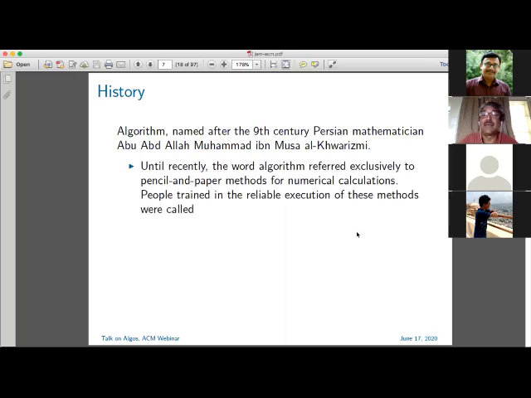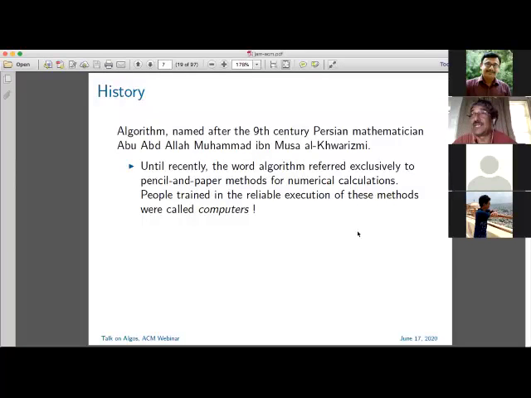Until recently, the word algorithm referred exclusively to pencil and paper methods for numerical calculations. After computers came, we use it for this. And in fact, people trained in the reliable execution of these methods were actually called computers. When Alan Turing was writing about computers, he was talking about human beings.